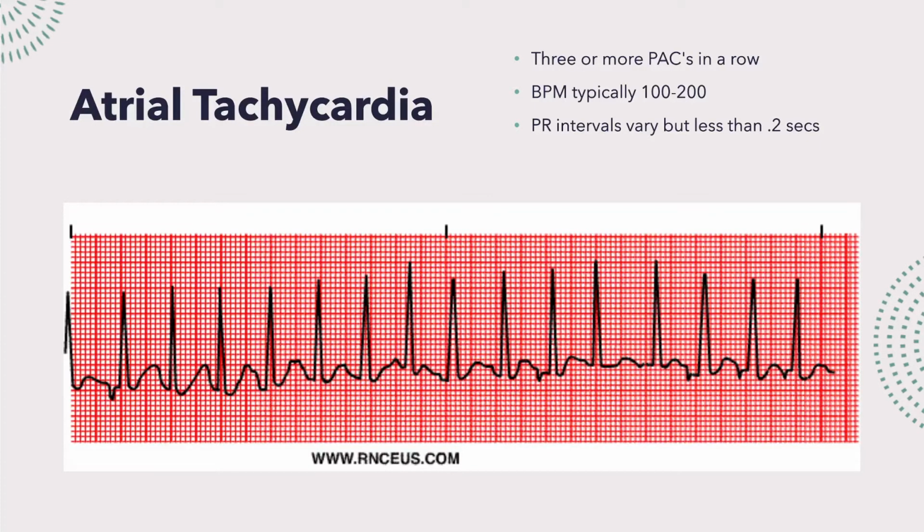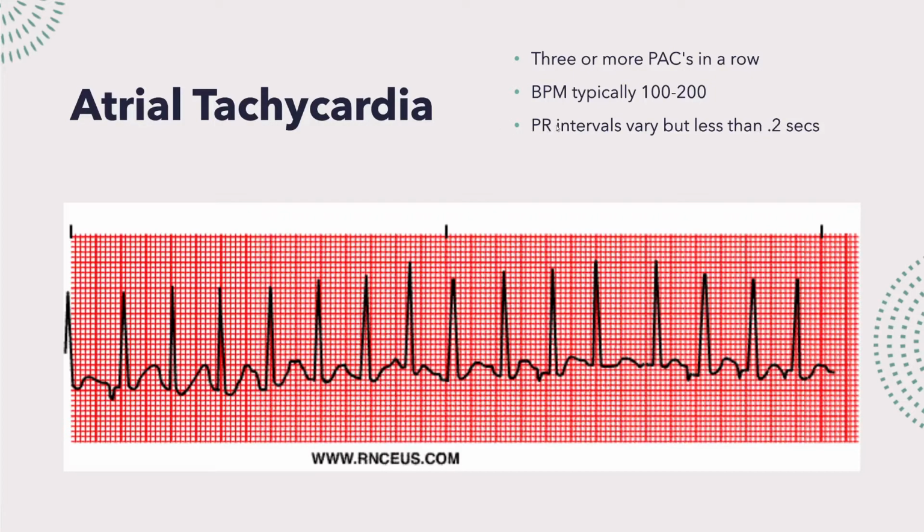If we start to see three or more of them in a row, that becomes a big concern, and this could potentially be a medical emergency. In this case, we see all of them pretty much are abnormal. So this one, this one, this one. We have multiple PACs in a row. That's going to lead to the heart rate being elevated, 100 to 200. The PR intervals will vary, but generally speaking, will be less than 0.2.